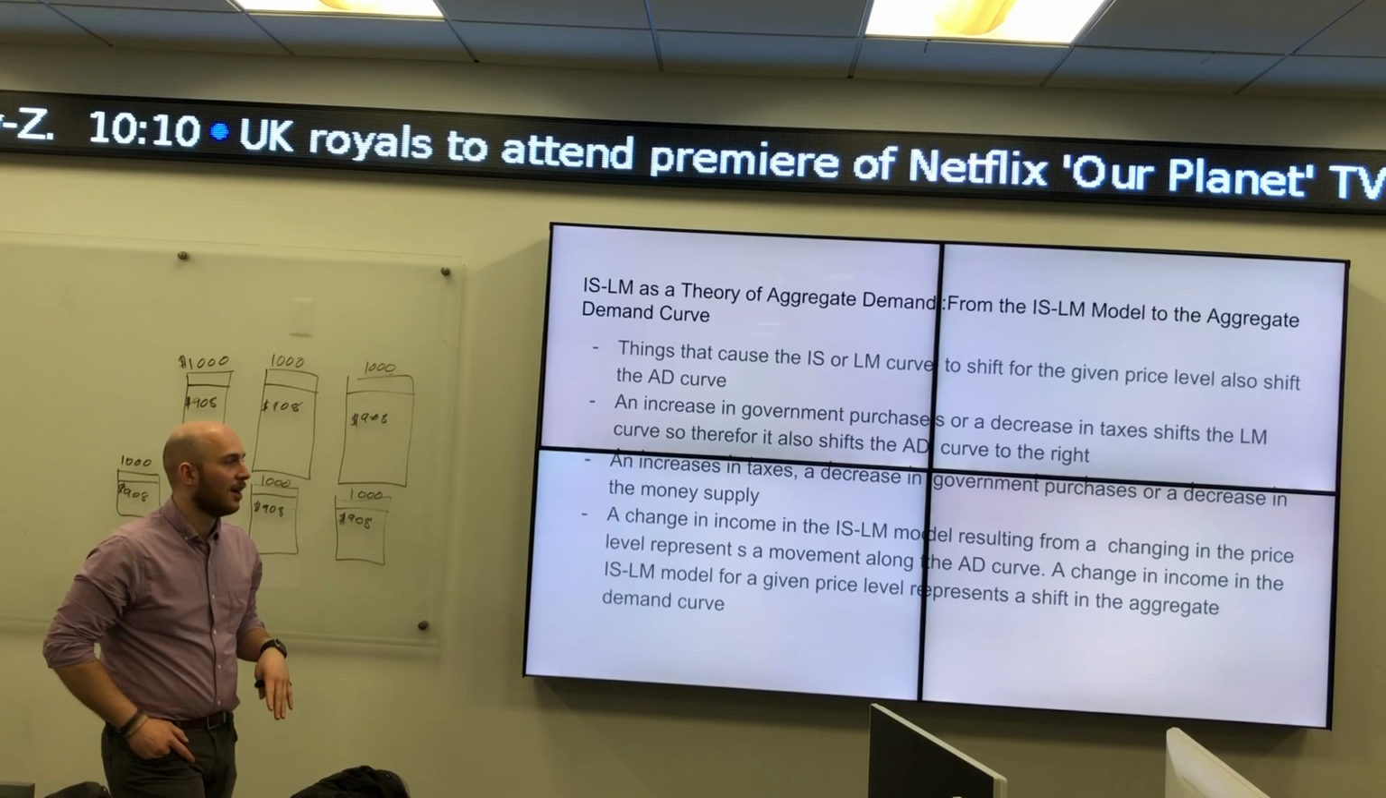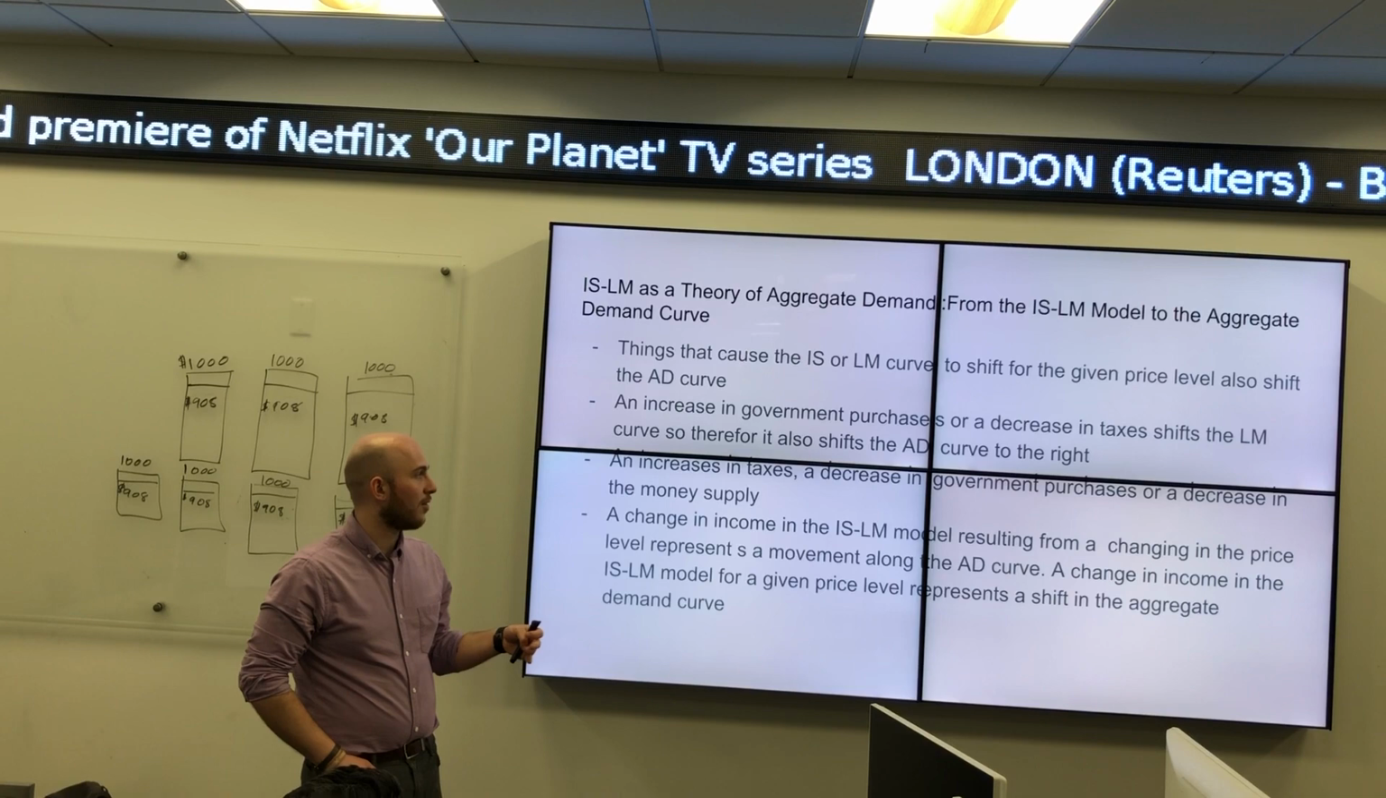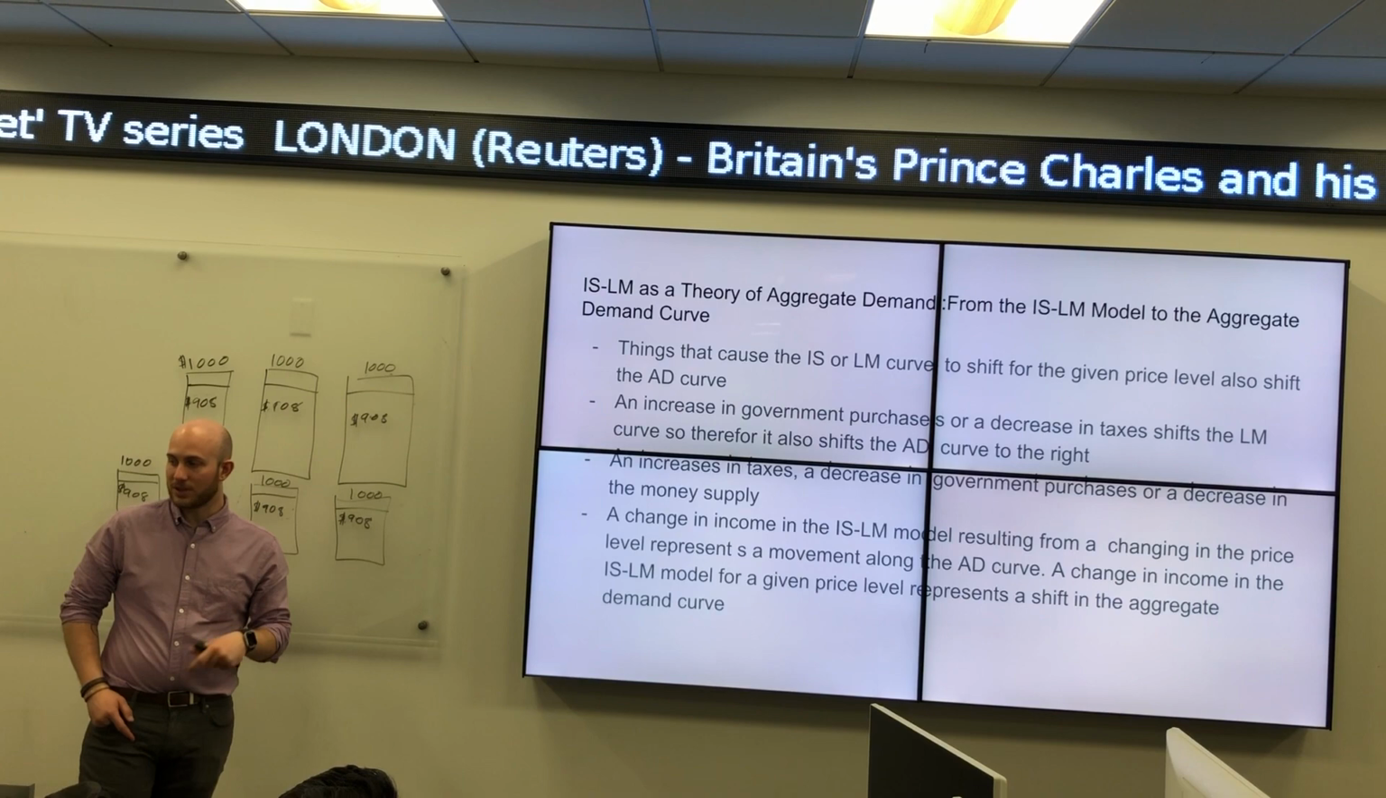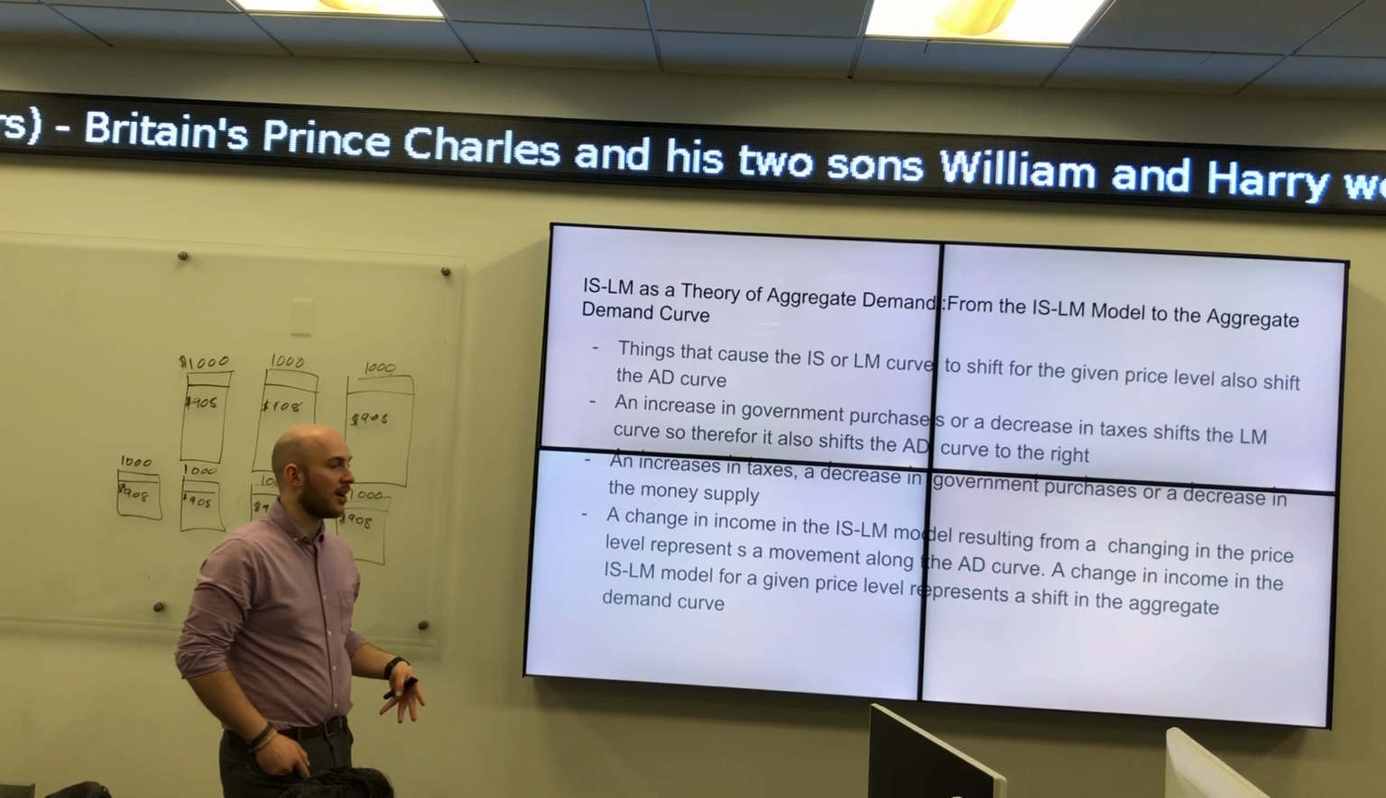All right, so the thing that causes the ISLM curve to shift for the given price level also shifts the aggregate demand curve. We just showed that. We just talked about that. So an increase in government purchases or a decrease in taxes shifts the LM curve. So therefore, it also shifts the aggregate demand curve to the right. We'll see the same shift.